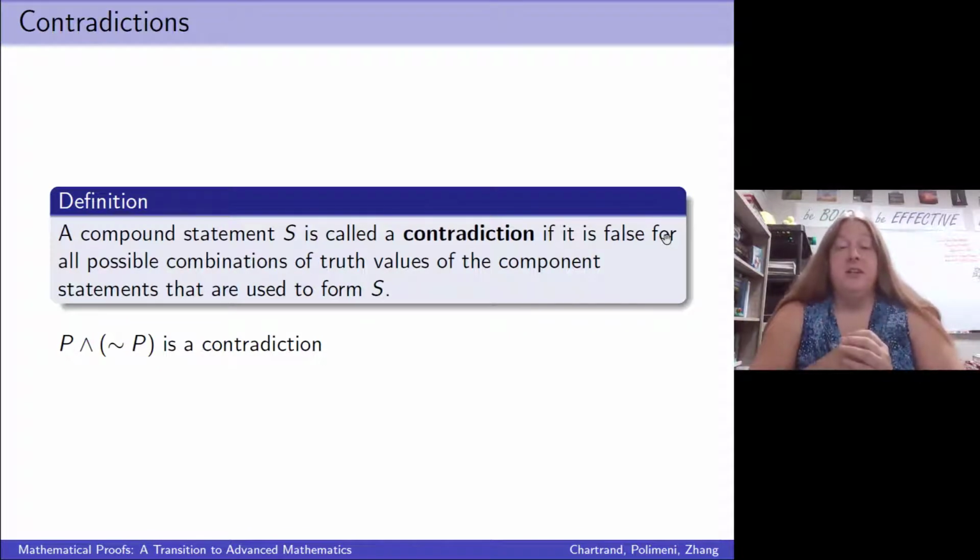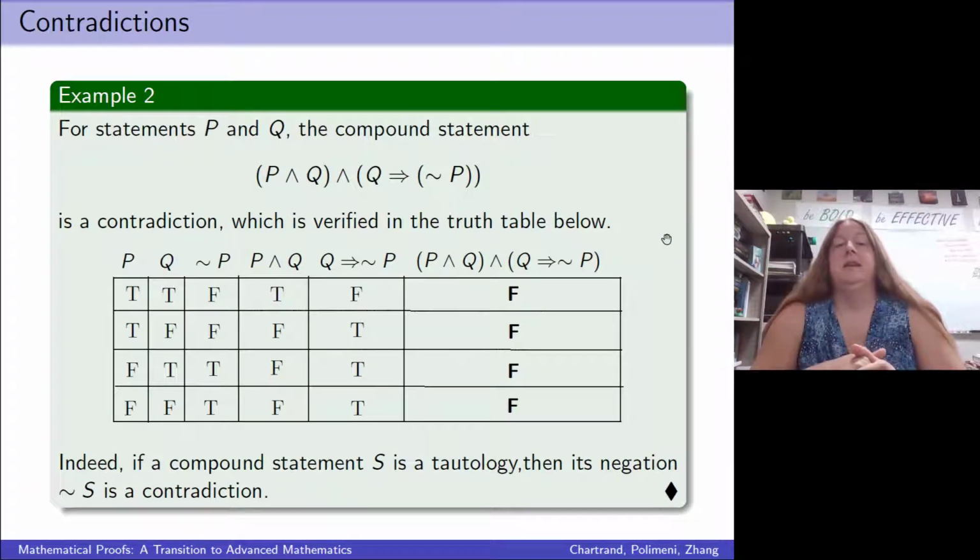The polar opposite of tautologies are contradictions. In such a statement, no matter what the truth values of all of those component statements are, the outcome is false. An example of that is P and not P. It's not possible for both of those to be true at the same time, and so that statement is always false. A bigger example: if we have P and Q, and P and Q implies not P, then we can go through and build up our logic table.